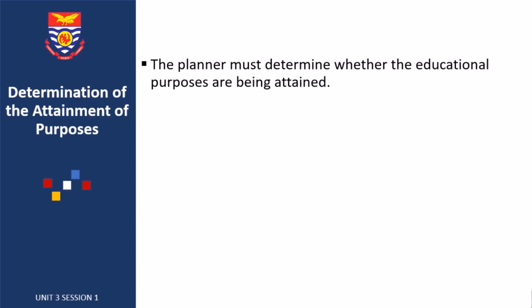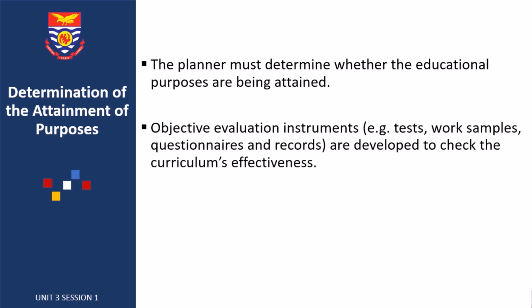Let's look at determination of the attainment of purposes. Over here, the planner must determine whether the educational purposes are being attained. And how can the planner do this? The planner can do this through objective evaluation instruments.